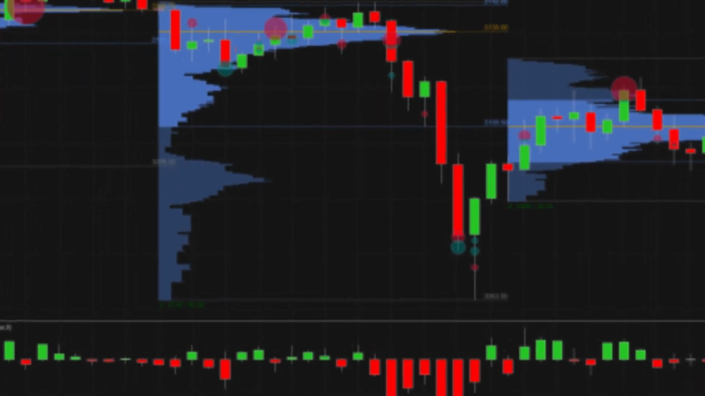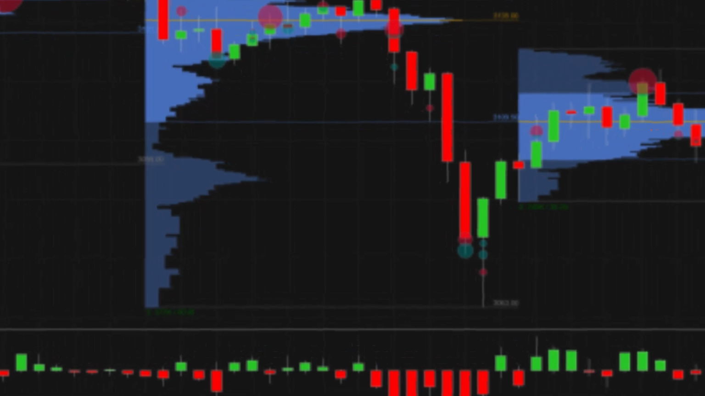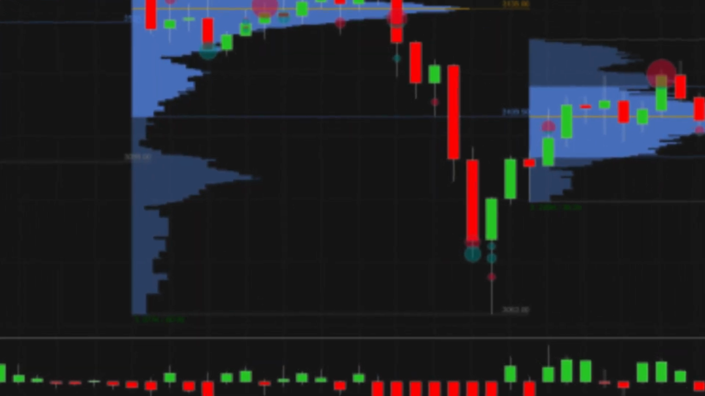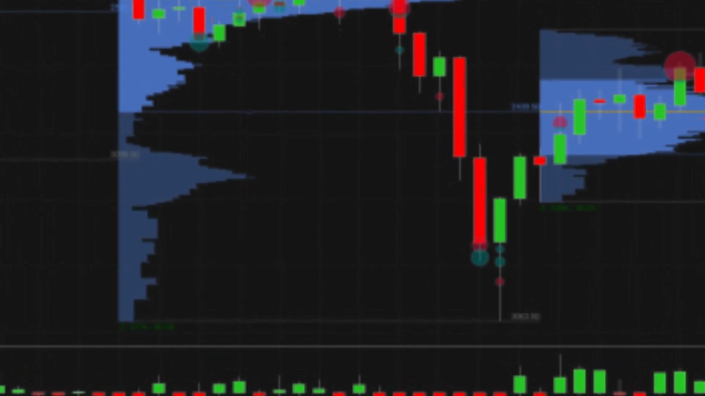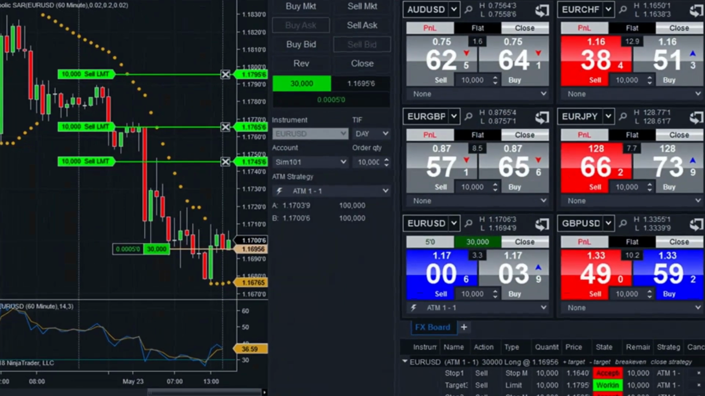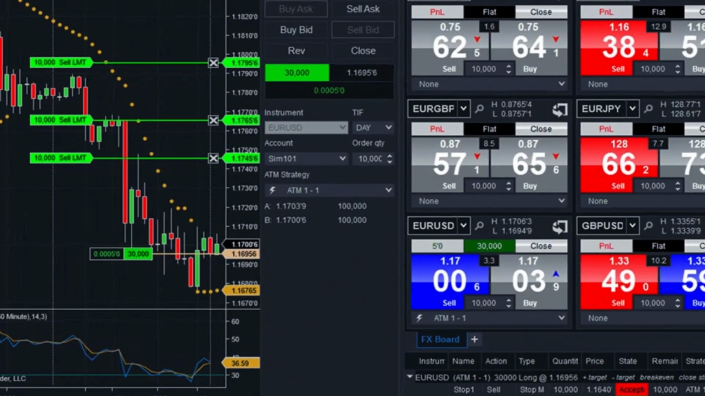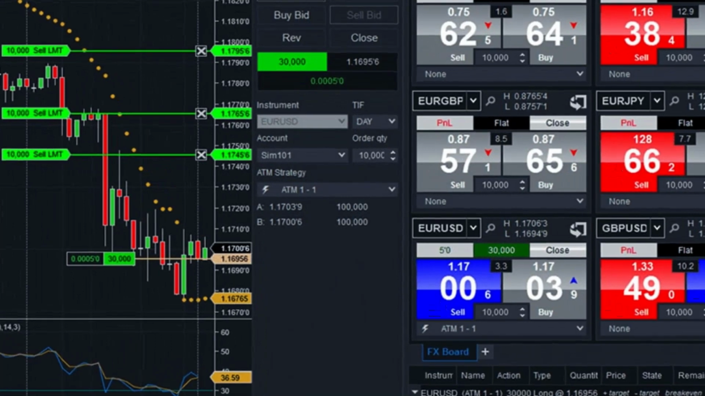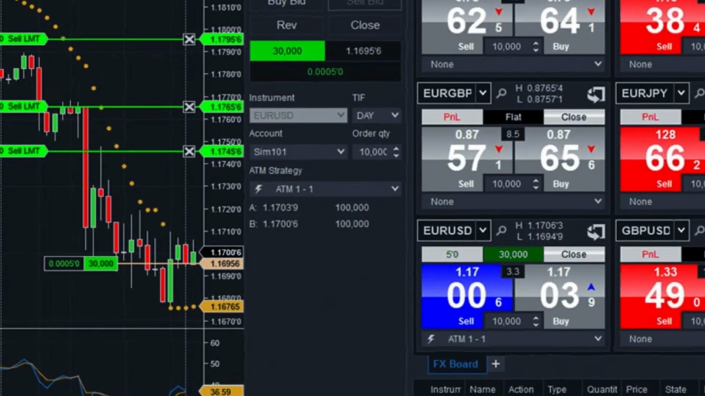with NinjaTrader 8. Don't let clunky and outdated trading platforms hold you back any longer. Upgrade to NinjaTrader 8 and start seeing real results. Don't miss out on this opportunity to take your trading to the next level.